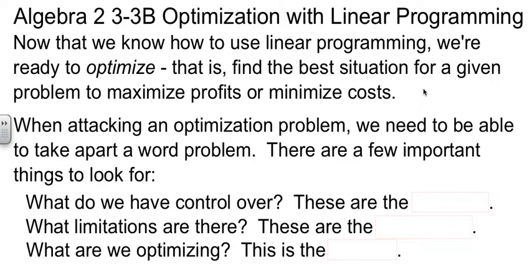That is to say, we're ready to try to find the best situation for a given problem. Typically, you're maximizing profits or minimizing costs. You may be trying to maximize your crop yield, something of that sort. The key to doing an optimization problem is being able to understand what the word problem is talking about. And there are a few important things to look for. These are the questions I will be asking you over and over with these problems. What do you have control over? The things that you have control over are going to be your variables.